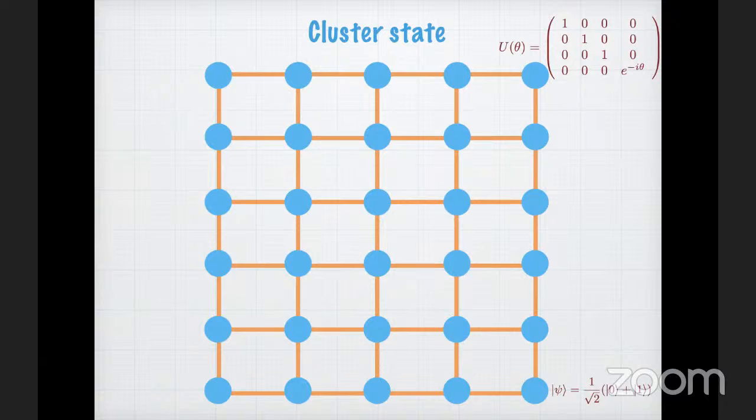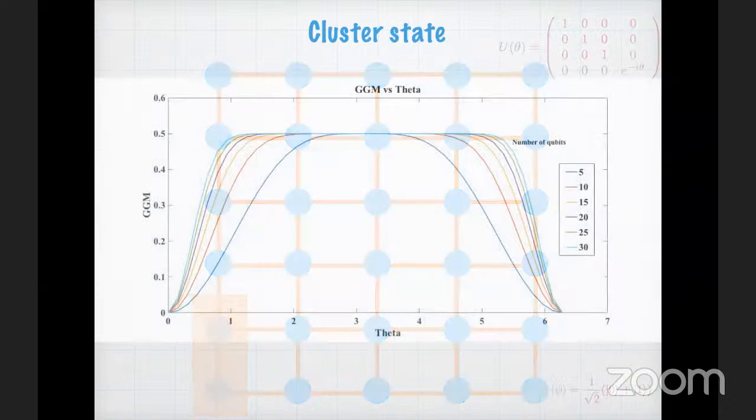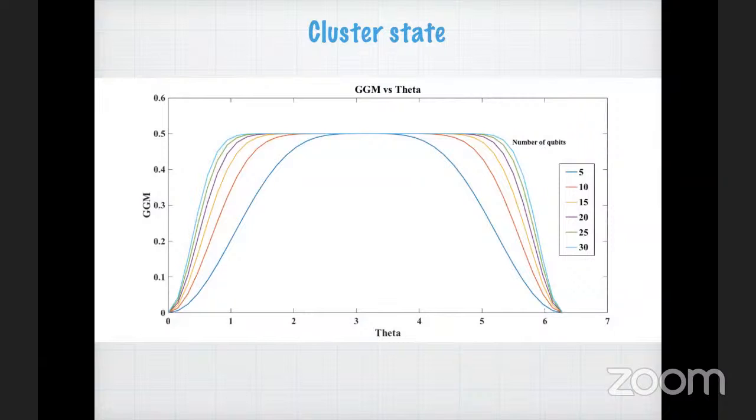So in the cluster state, just to recap, you start with all these blue dots, which are qubits, which you put all in the plus state, and then you connect them up with control phase gates of this form, 1, 1, 1, e raised to minus theta, between whatever pairs of qubits you want to couple. So just to again reiterate, in these graphs I'm showing, all qubits are really connected to all other qubits, even though in the pictorial representation I am not showing all those connections. So what I'm computing is the generalized geometric measure as applied to these states versus this angle theta.